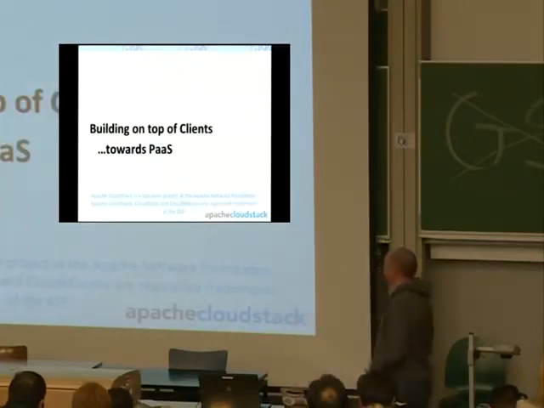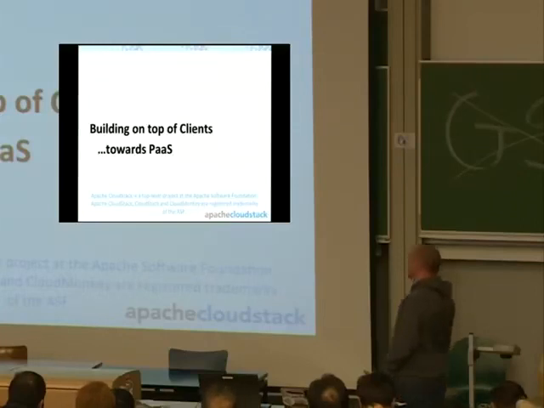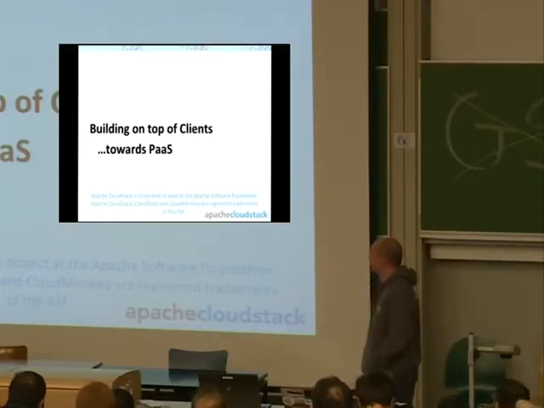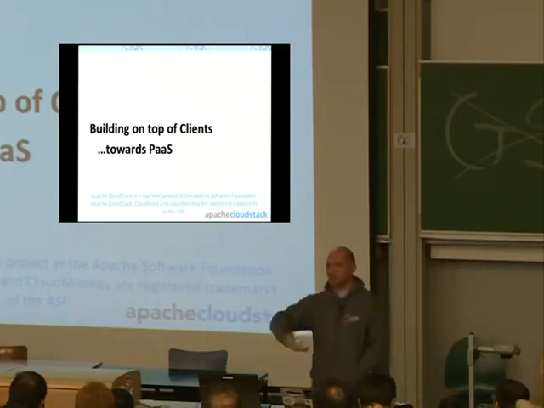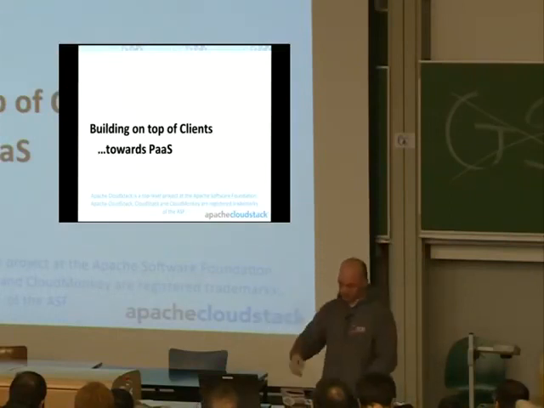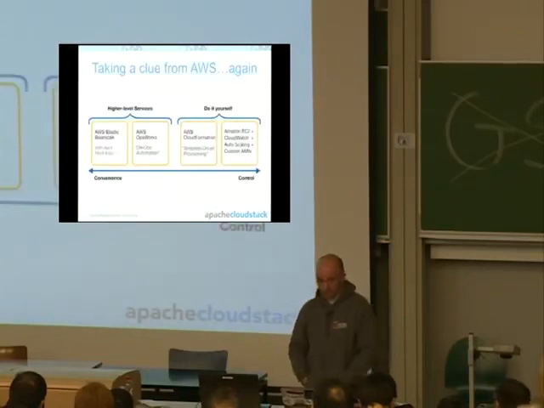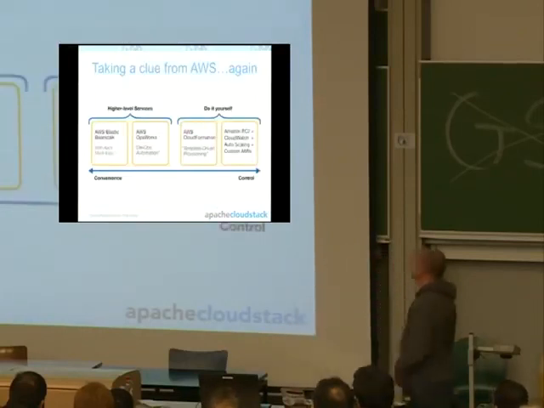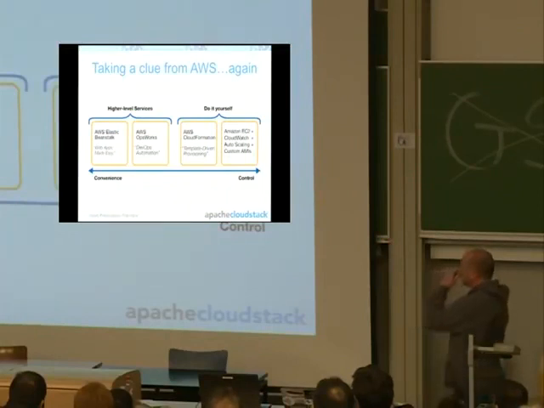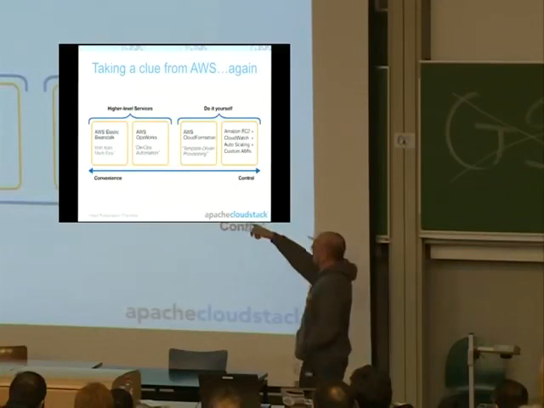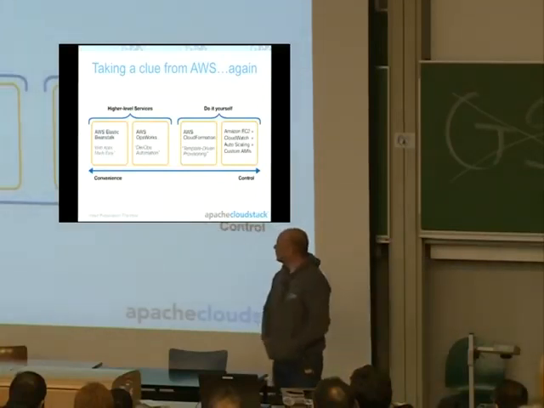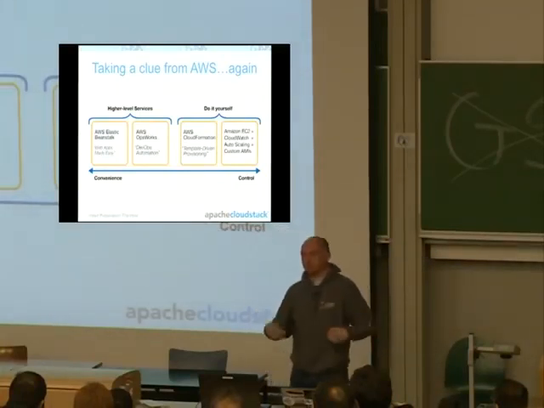So of course, one of my managers said, you're going upstack. I don't really like it, but anyway, that's what's happening. On top of the clients, you're building up those services. That's really what we're trying to do, so we're going towards platform as a service. And I took a clue again from Amazon Web Services, because I knew about their CloudFormation service, and I also knew about OpsWorks, but I didn't really understand the difference.